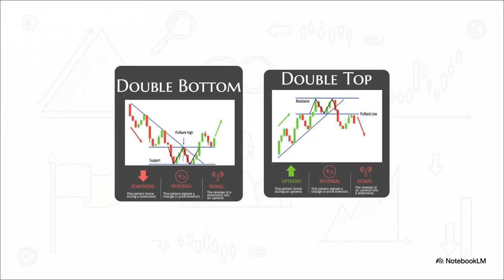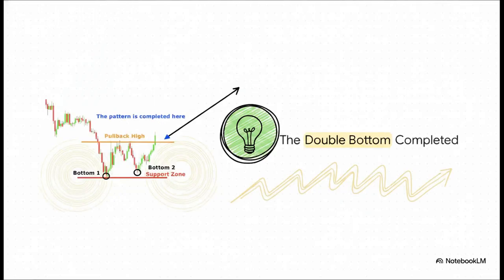Now, looking at these, it brilliantly illustrates how market psychology works the exact same way in both directions. It's just inverted. So over on the left, we've got the double bottom, which forms during a downtrend and signals a U-turn into an uptrend. On the right, the double top forms during an uptrend, signaling a reversal into a downtrend. They're just mirror images of each other. It's basically showing a point where the market tries, not once, but twice, to break through a barrier, completely fails, and just gives up.